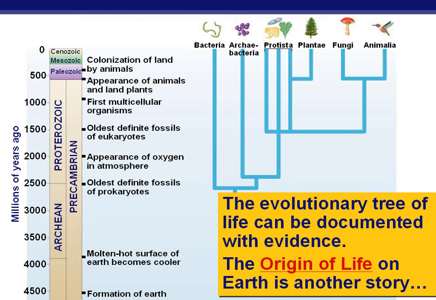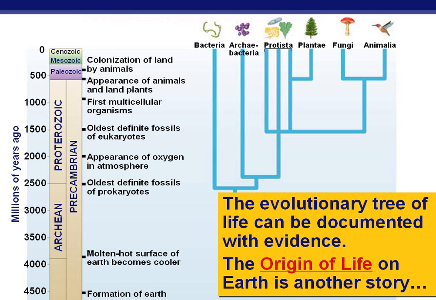So when we look at the evolutionary tree of life, it can be very well documented with evidence. The origin of life on Earth is another story. How did it begin? But before we get to that, let's take a look at some of the timeline of what happened on Earth. So approximately 4.5 or 4.6 billion years ago, or 4,500 million years ago, the Earth formed, along with the rest of the solar system.